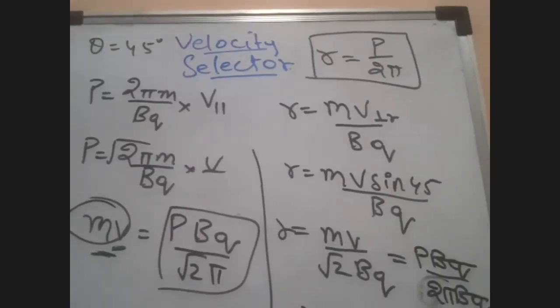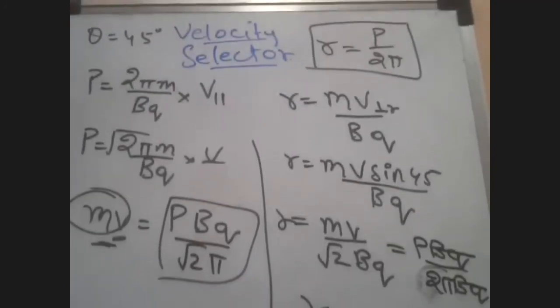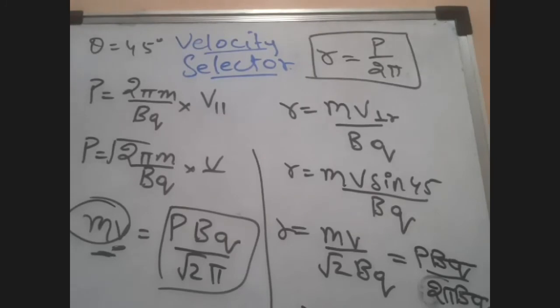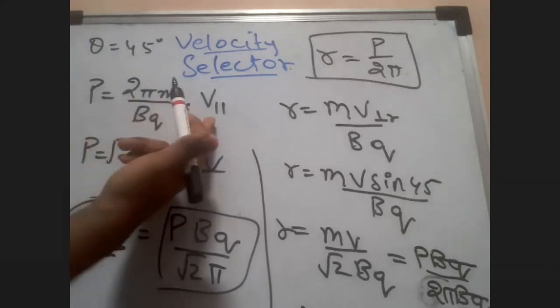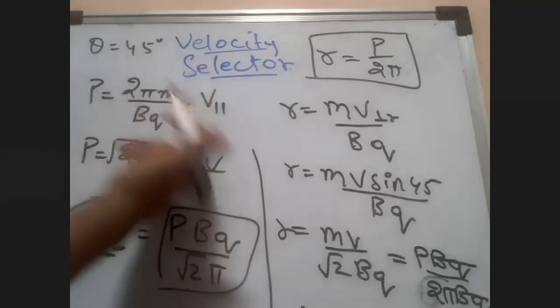All of you? Yes, sir. Okay, very easy. What I did is, I know theta is 45. I know the formula for pitch. I told you how to think in terms of finding it if you forget the formula. Otherwise, directly you have to put P is equal to 2 pi m upon BQ into V parallel. Once you know that, you have to find out the velocity component, that is V parallel, V cos 45.